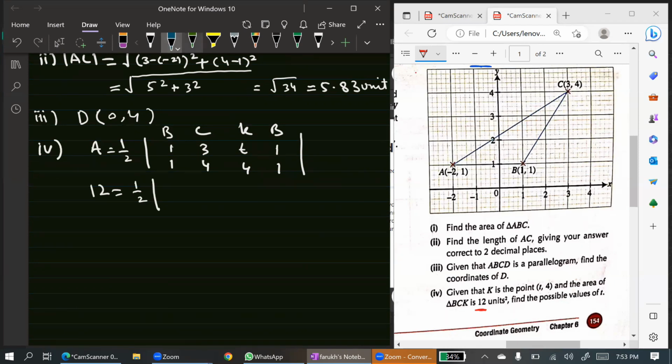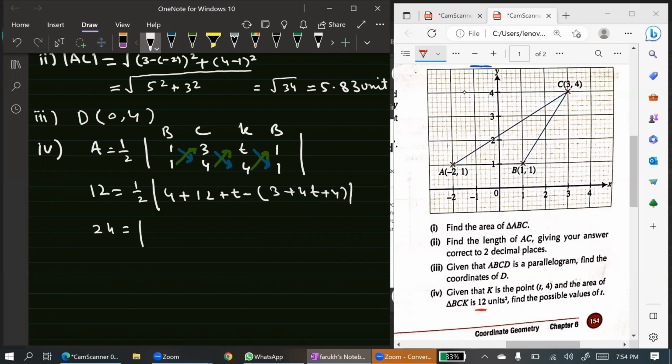Now we will multiply in this way. 1 into 4, 4. 3 into 4, 12. t into 1, t, minus bracket open. Now we will multiply in this way. 1 into 3, 3 plus 4t. 4t plus 4. Yes. 3 plus 4t plus 4.